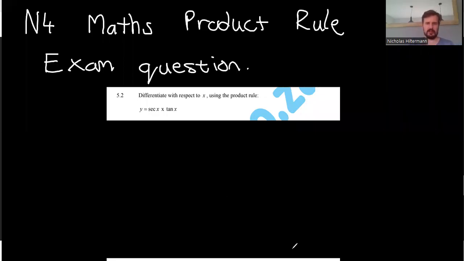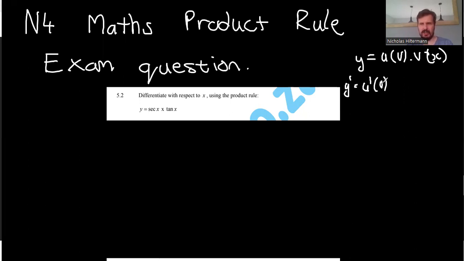Okay, so we talked in the video on the product rule and the quotient rule, just the basics of how it works. So if you have y equals u of x times v of x, there's a rule at the bottom. So I'm just going to write out that rule quickly, and I'm going to say what's what. So if you have y equals u(x) v(x), then the derivative y dash is equal to u dash v(x).